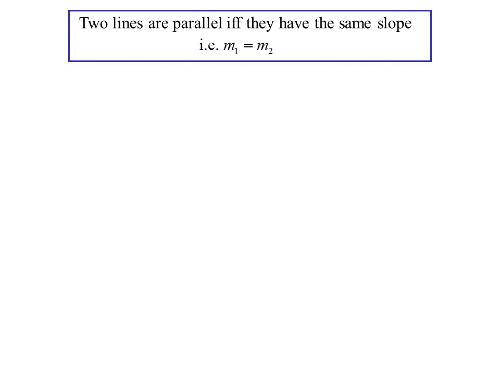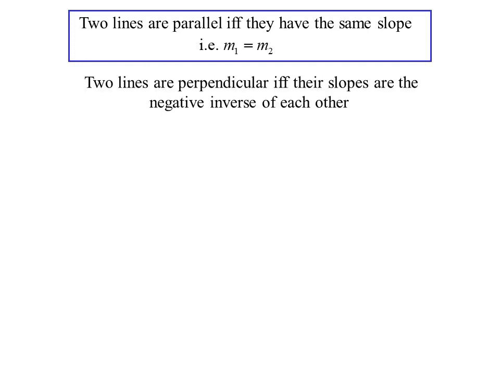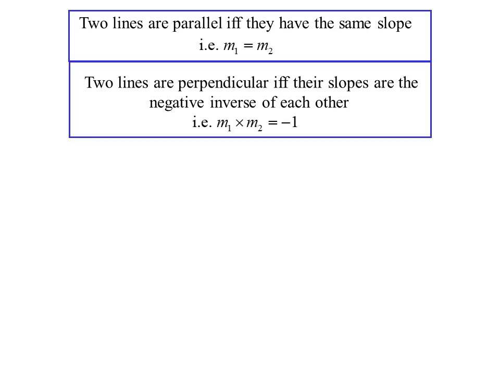So two lines are parallel if they have the same slope. So if you know they have the same slope, you can conclude they are parallel. But it goes the other way as well. If you know they're parallel, then you can conclude they have the same slope. So not every theorem works like that. So ones that do, we say if and only if. So iff, slope 1 would equal slope 2. Perpendicular, the slopes are the negative inverse of each other, or the easy way of saying that is they multiply together to give -1. So m1 times m2 would be -1.